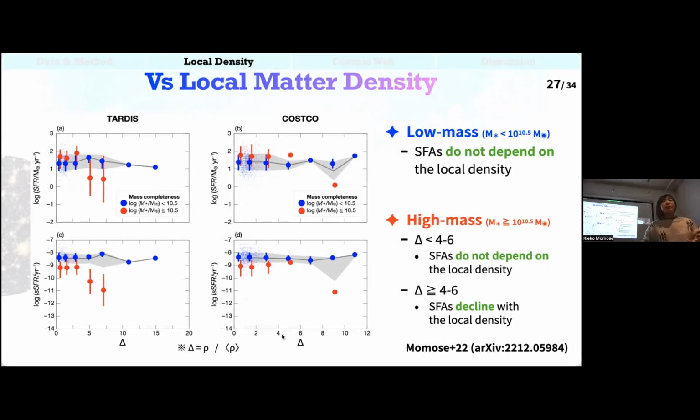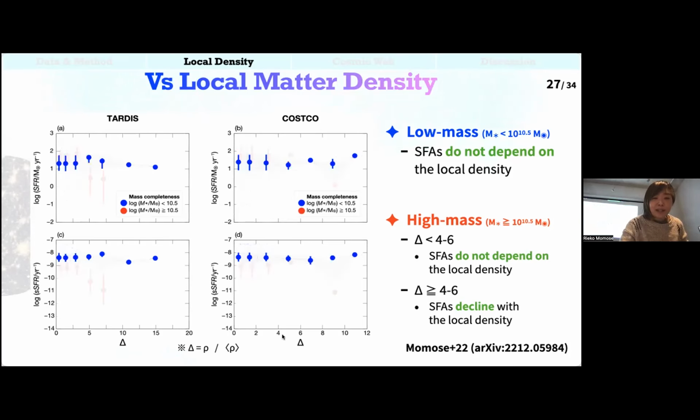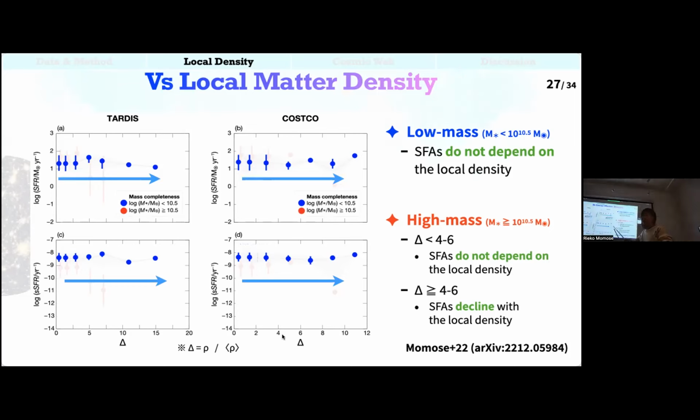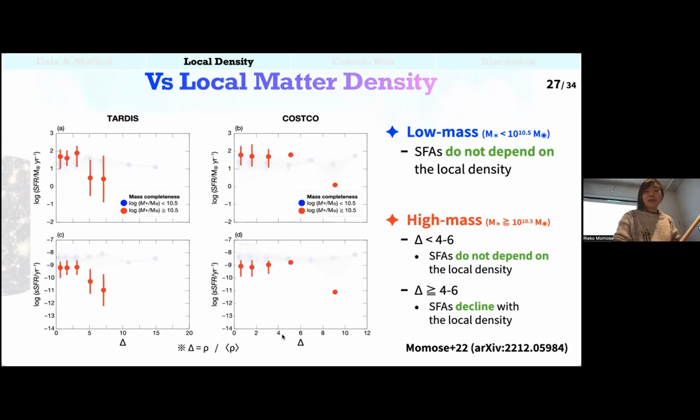As for the dependence on the environment, we found two common trends in TARDIS and Cosmos. The first is for low mass galaxies. They show a comparable median value in both star formation rate and specific star formation rate, regardless of delta, the matter density. So it indicates that the mean star formation activities of low mass galaxies are independent of their local matter density.